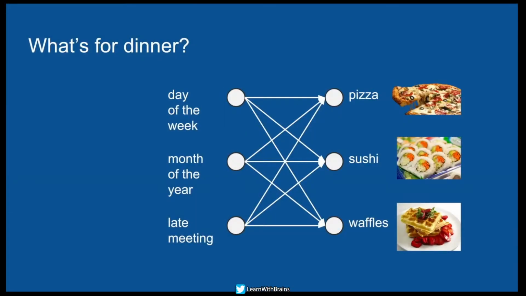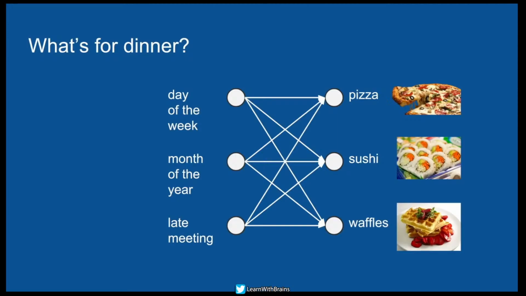And so in the neural network that you set up, there's a complicated voting process, and all of the inputs like day of the week and month of the year go into it, and then you train it on your history of what you've had for dinner, and you learn how to predict what's going to be for dinner tonight.